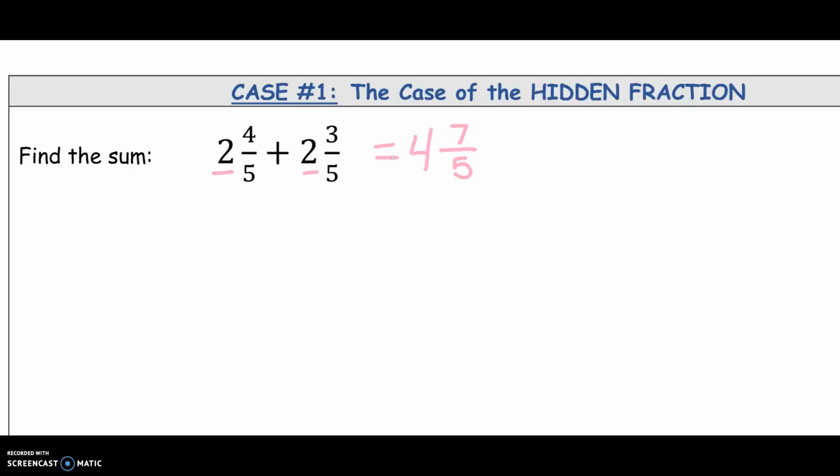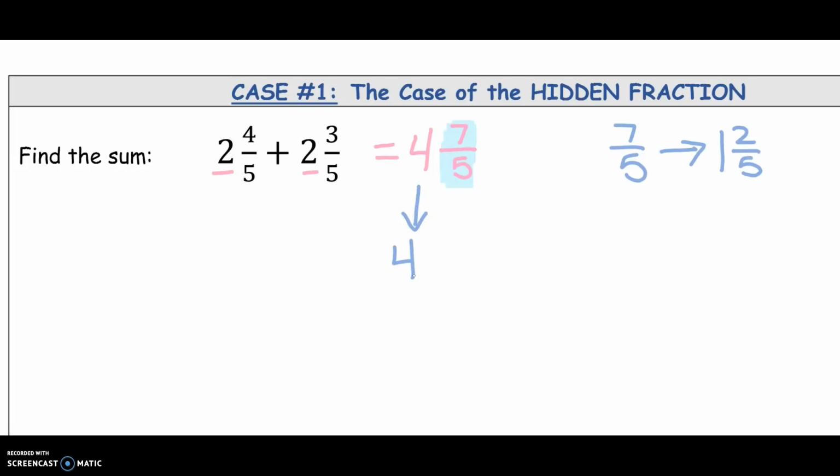So that was easy, just like normal, but if you take a closer look at our answer, you'll notice that our fraction is an improper fraction because 7, the numerator, is larger than 5, the denominator. So we're going to go ahead and convert 7/5 to a mixed number. So 5 goes into 7 one whole time, and we have 2 left over, so 2/5.